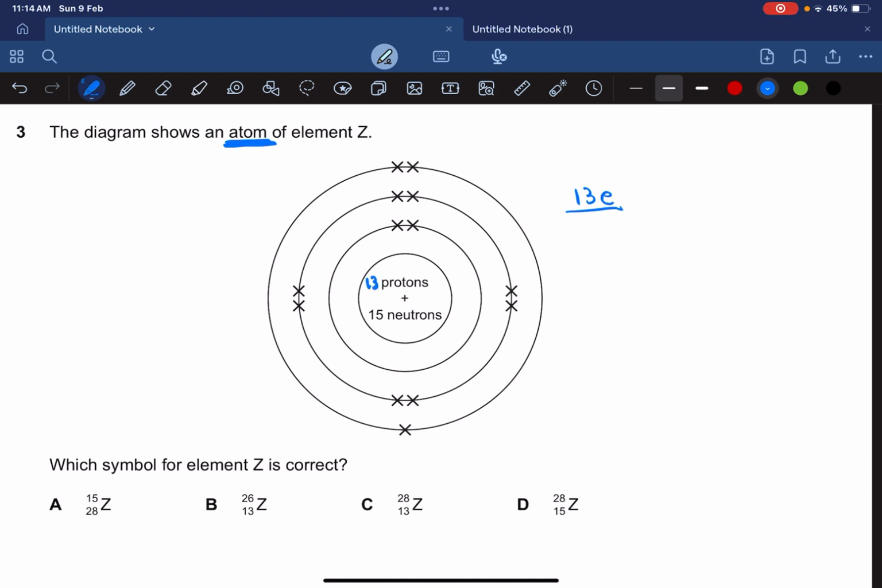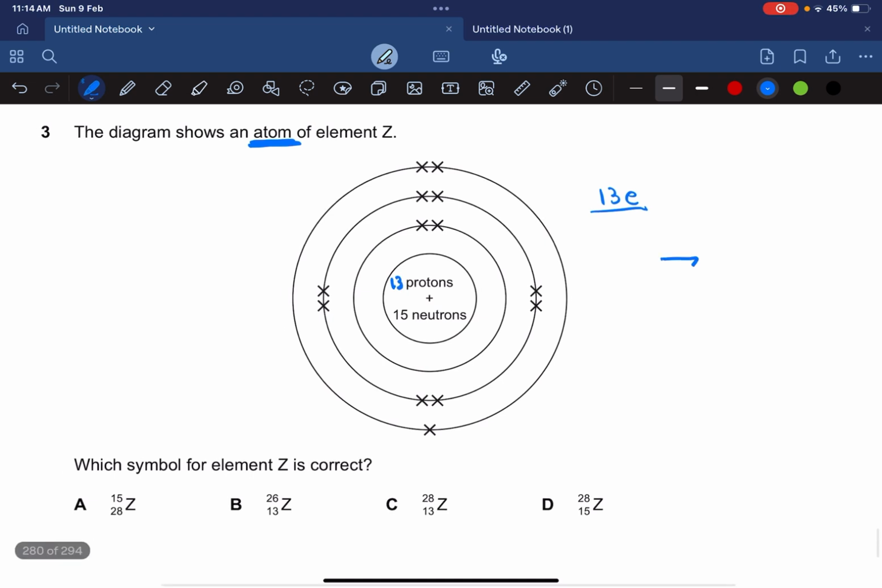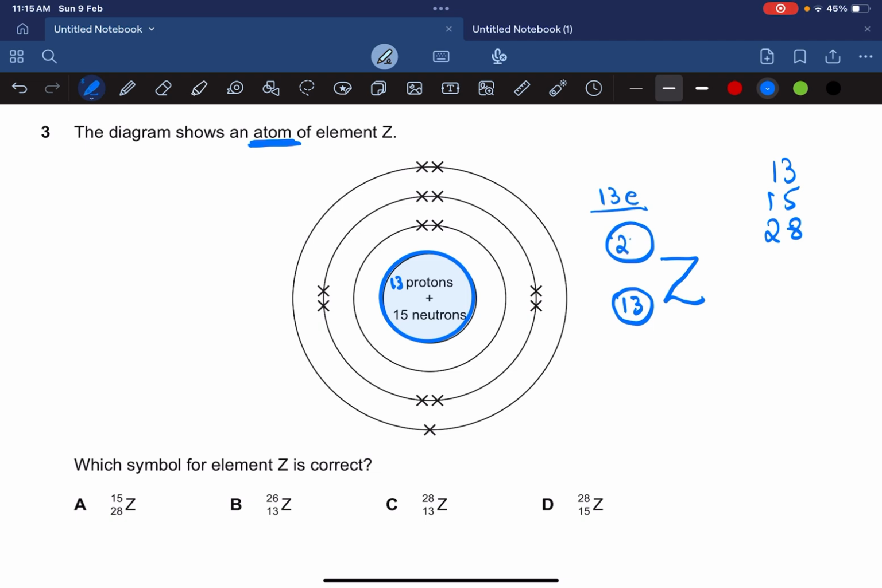So that means that over here, you write the proton number below, and above, you write the nucleon number. So below, it's going to be 13, and above, it's going to be 13 plus 15. Why? Because nucleon number is whatever is inside this nucleus right over here. And inside this nucleus I can see 13 protons and 15 neutrons, so 13 plus 15 is going to be 28. So that's what the structure of Z is going to look like.